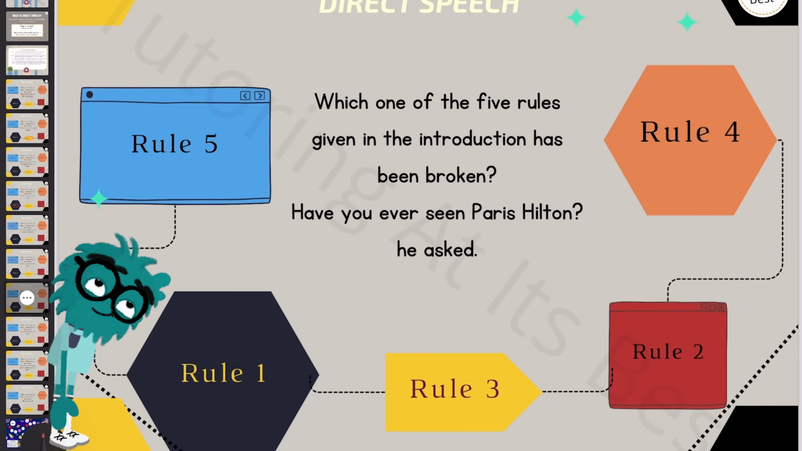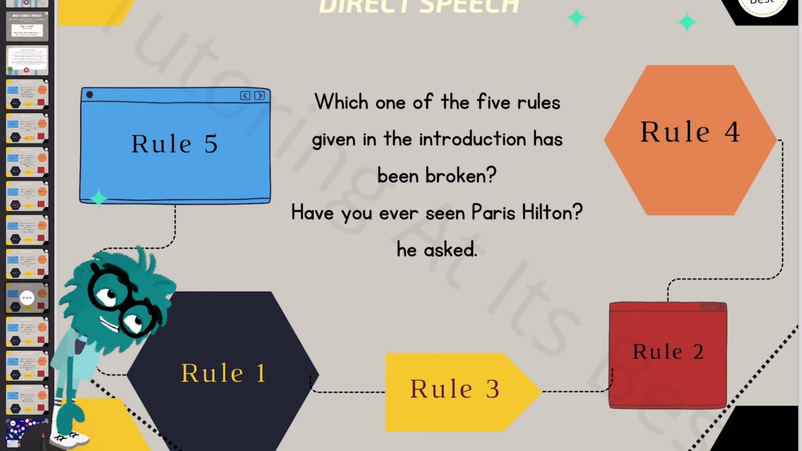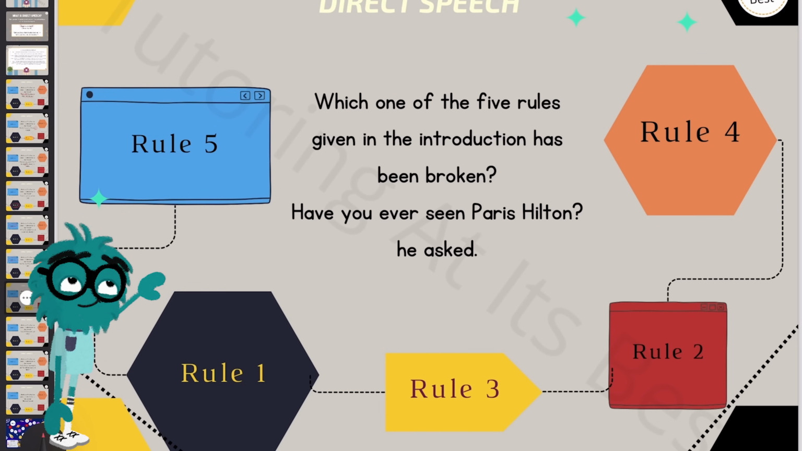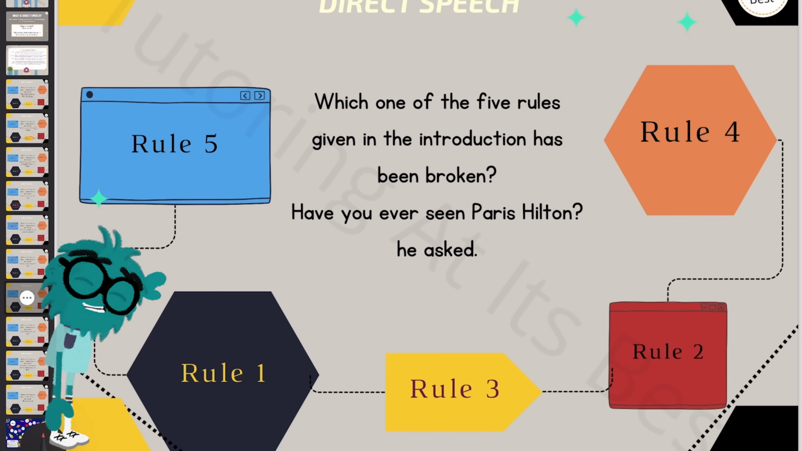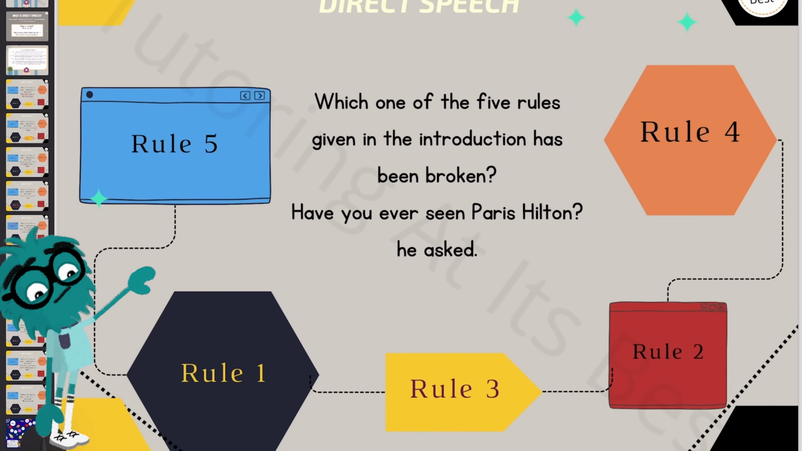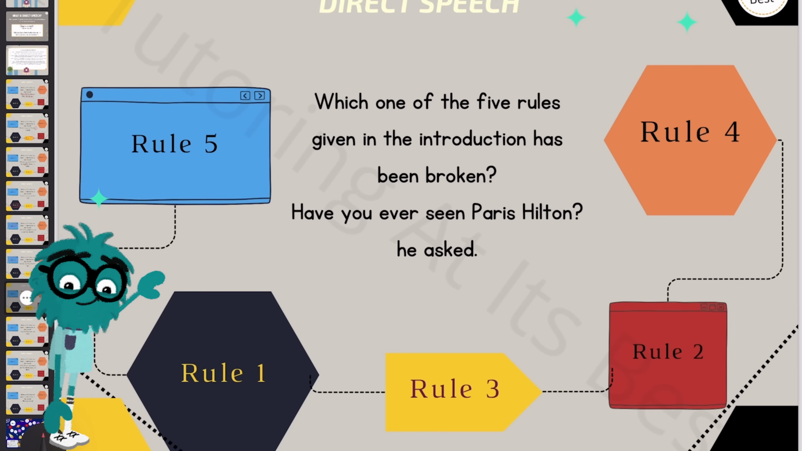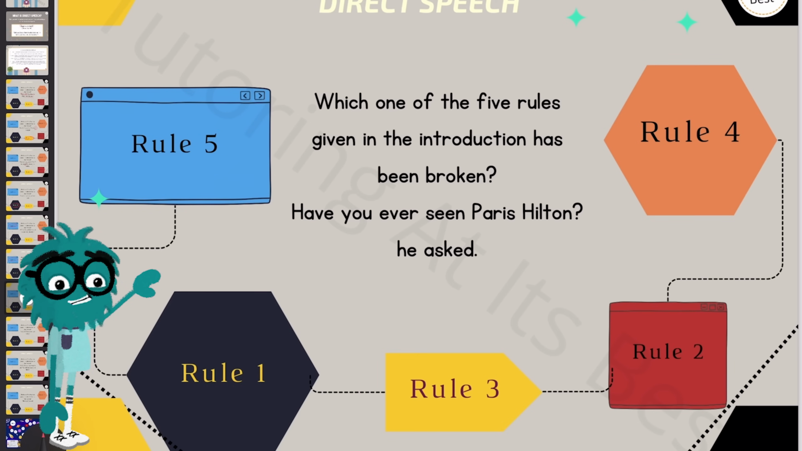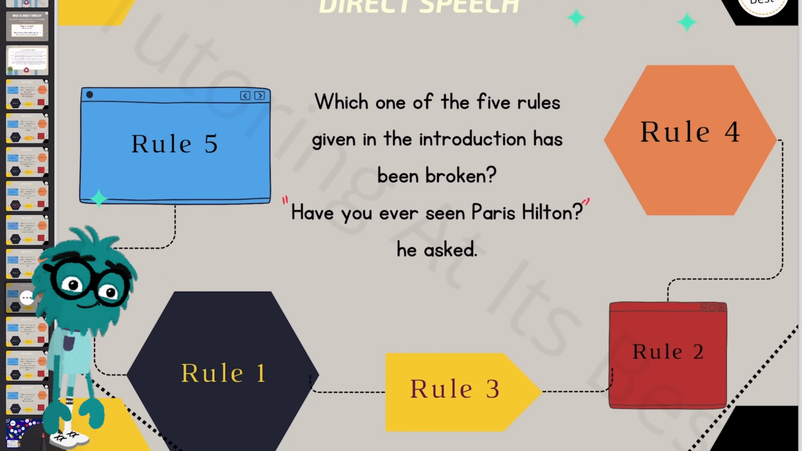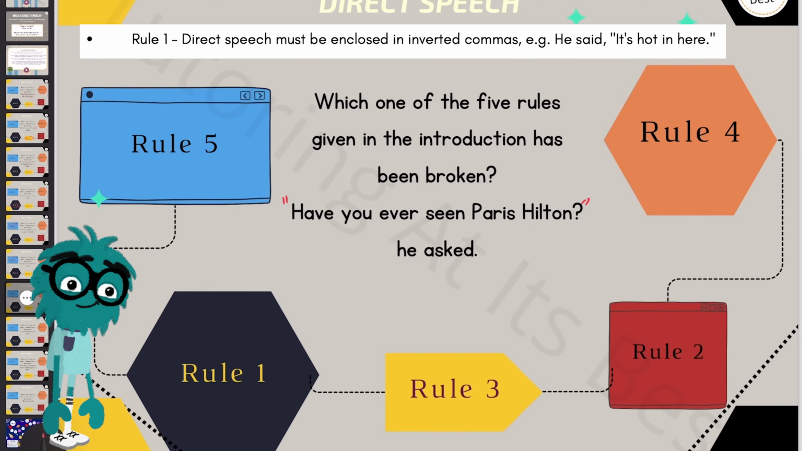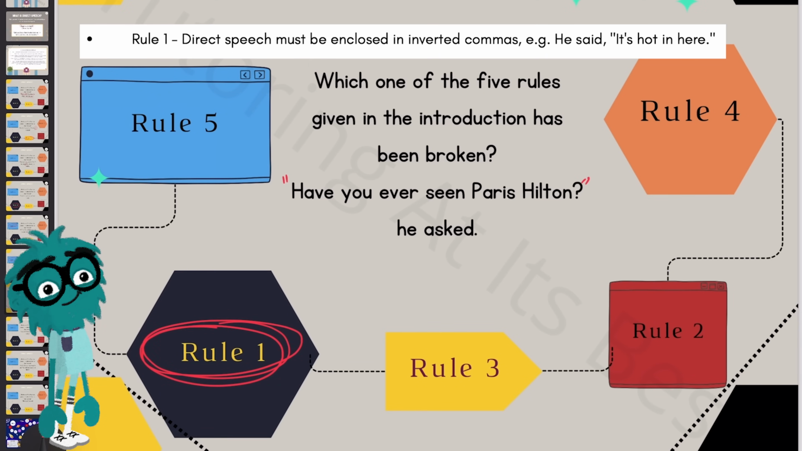"Have you ever seen Paris Hilton?" he asked. Again, what rule has been broken? It starts with C if you haven't thought of it already. And if you thought of comma, it is absolutely it. We need to put in a comma at the beginning and the end. So that is rule 1. And let's move into the next question.